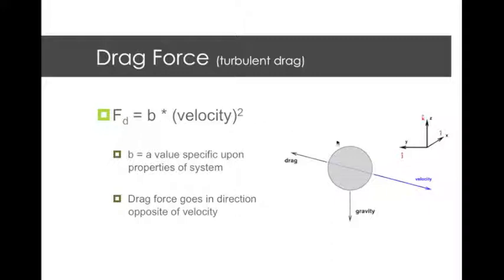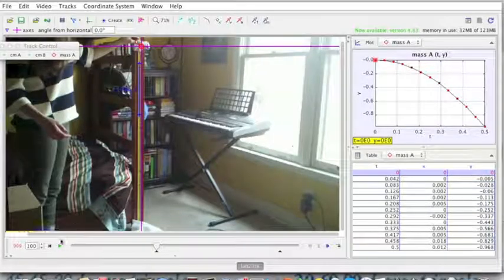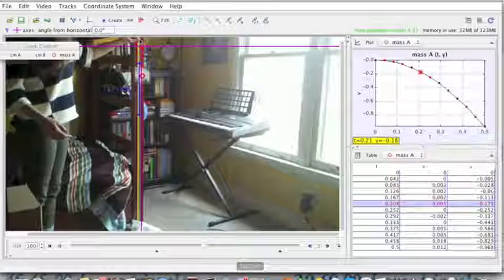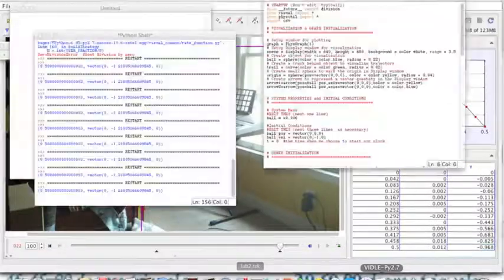It's important to note with this that drag force is opposite to the velocity, and since the velocity of our system points in the same direction as the gravity force, that means that the drag force will directly counteract the gravity force. So here's a Tracker video that I made and analyzed. It's a ball of socks starting at the origin and falling towards the negative y direction, and it starts at rest. And then the position versus time data was plotted right here in this curve and charted right here in this chart.